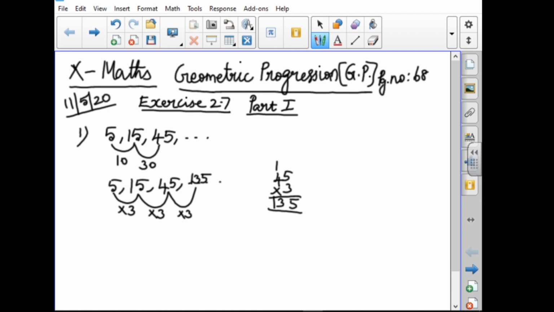This is known as geometric progression. This is a constant, denoted by the common ratio. In the AP we denoted the common difference as D. Here we take it as common ratio denoted by R. Try the next one.